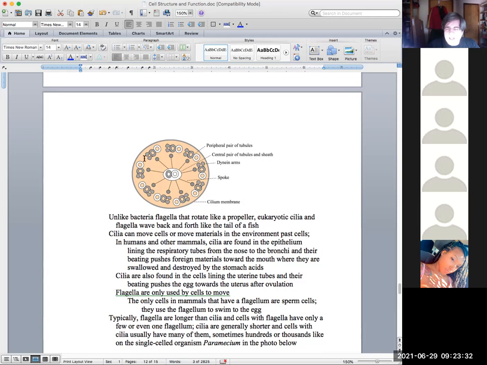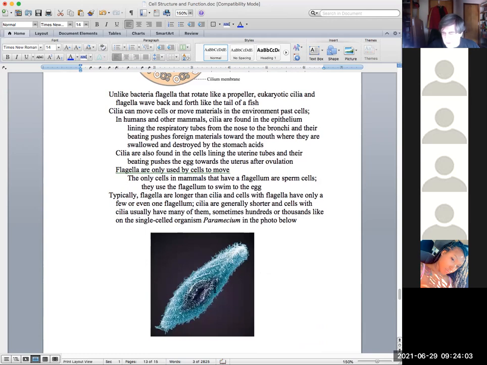Now, cilia and flagella both have this 9 plus 2 structure. So how do you tell them apart? Well, cells that have flagella usually have 1 or sometimes 2 or 3. They have a couple at the most. Cells that have cilia often have hundreds or thousands. So they have a lot of them. Also, flagella are much longer. Cilia are very short.